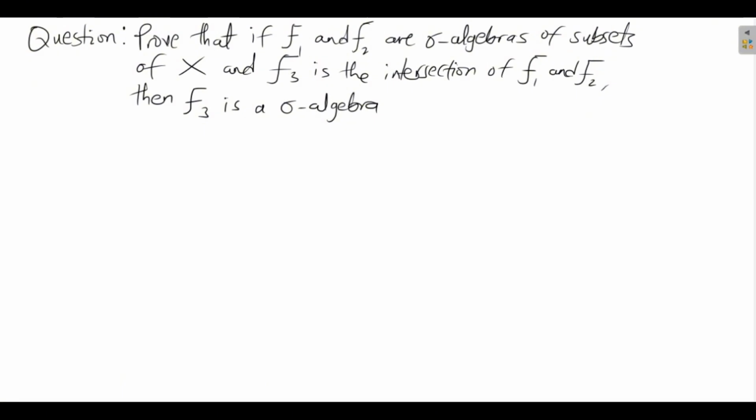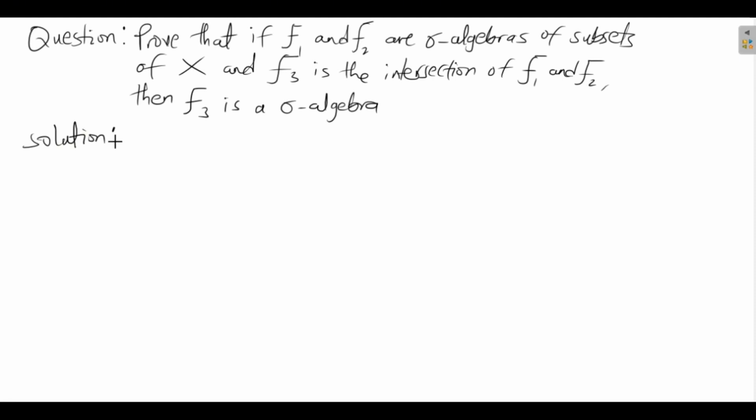Now, in today's lesson, we have a question before us, and we would like to solve it. The question says: prove that if F1 and F2 are sigma algebras of subsets of X, and F3 is the intersection of F1 and F2, then F3 is a sigma algebra. So in this question, we are supposed to prove that F3, which is the intersection of F1 and F2, is a sigma algebra if F1 and F2 are sigma algebras. That is what we want to prove.